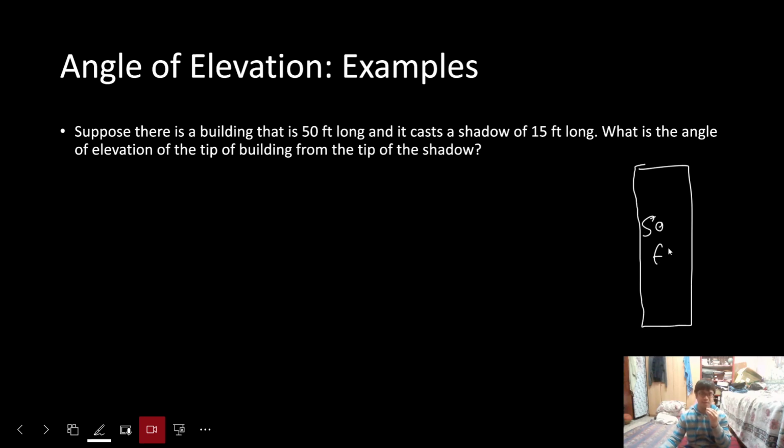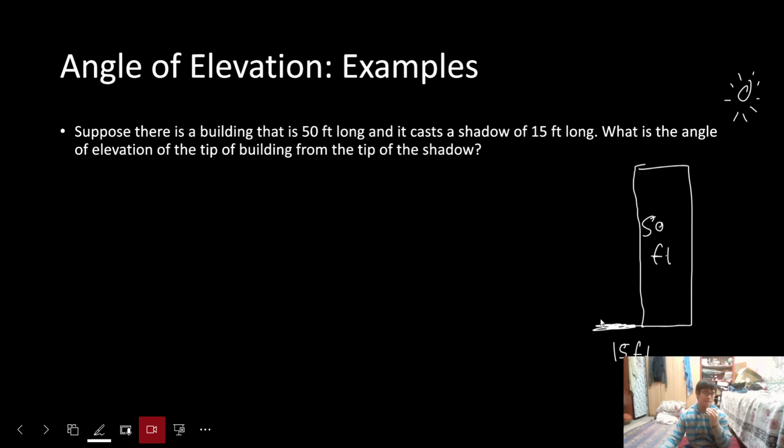Let's say there is a light source here, for instance, the sun. Since the light source is located at the top right of the building, expect that there is a shadow here. That shadow is 15 feet long.